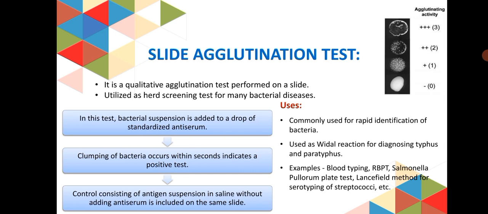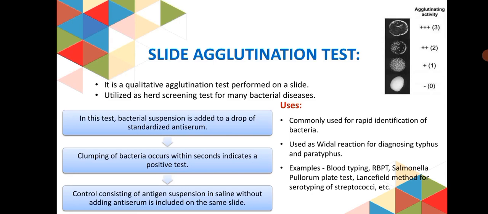Slide agglutination test. It is a qualitative agglutination test performed on a slide, utilized as a herd screening test for many bacterial diseases. Commonly used for rapid identification of bacteria, used as Vidal reaction for diagnosing typhus and paratyphus. Examples include blood typing, Rose Bengal plate test, Salmonella pullorum plate test, Lancefield method for serotyping of streptococci, etc.